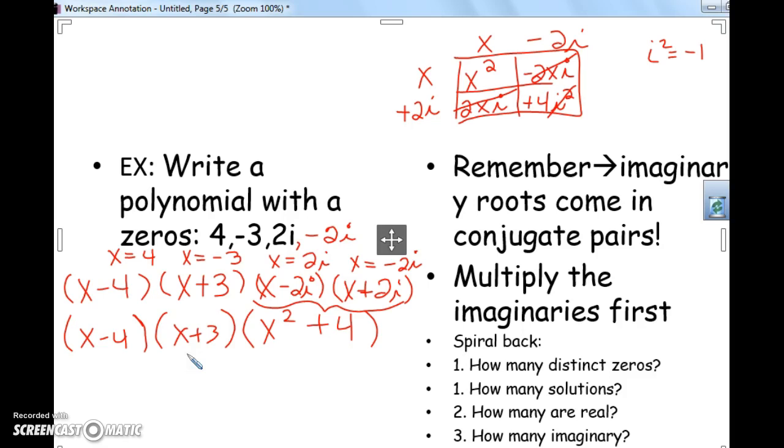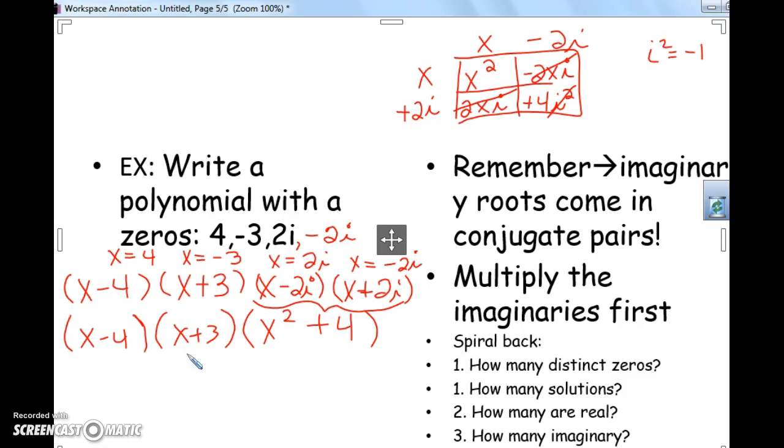So let's go through our spiraling back here. What's the degree of the function? How many answers were there? 4. We had 4 answers, so the degree must be 4. How many zeros are we going to be able to see? Distinct zeros, x-intercepts. How many? 2. We can't see the imaginaries. We'll only be able to see 4 and negative 3, so there's 2 distinct zeros.